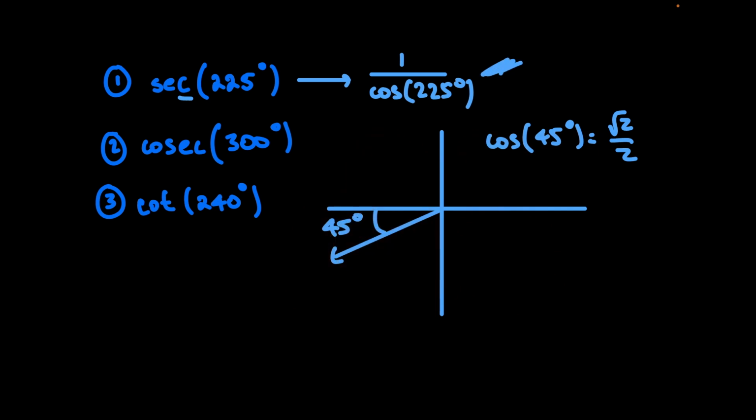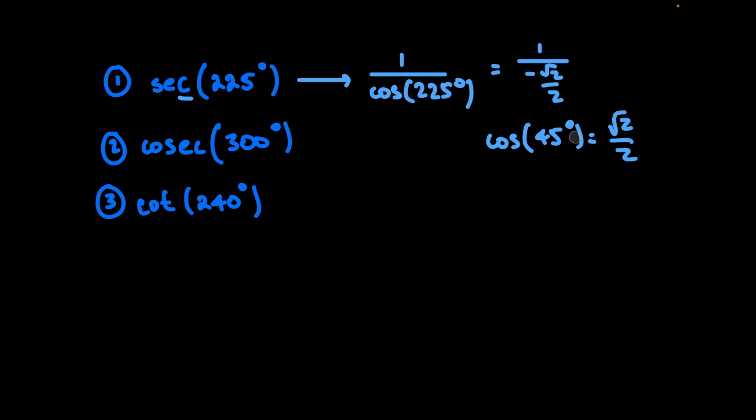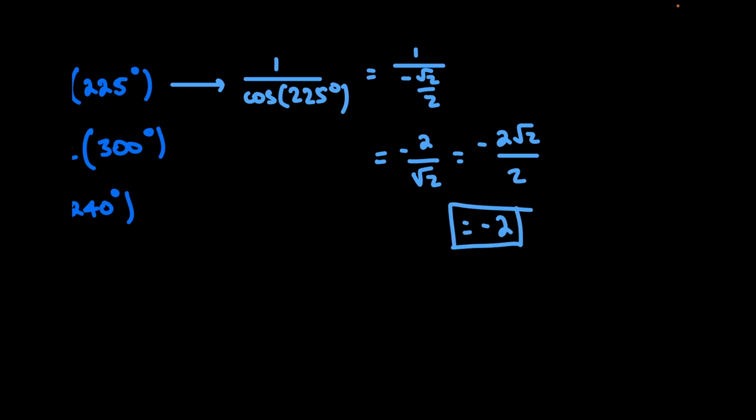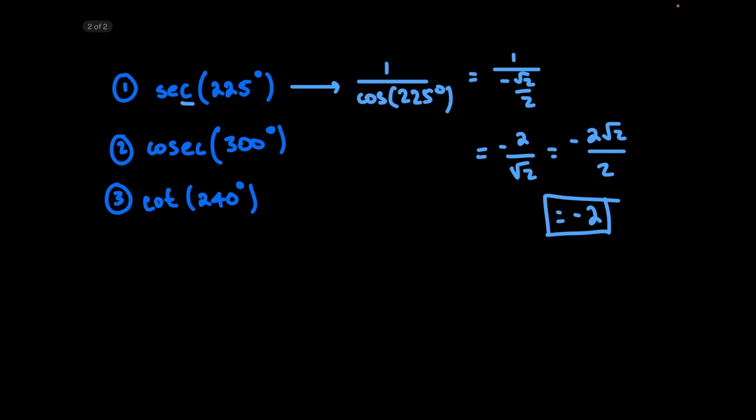So that means the answer to this is simply going to be equal to 1 over negative square root 2 over 2. And that's just the negative reciprocal. So we can just say the final answer to this is negative 2 over root 2. Or if we rationalize, we can times the top and the bottom by square root 2, in which case we get negative 2 square root 2 all over 2, which is just equal to negative square root 2. So that is the value for the sec of 225 degrees.